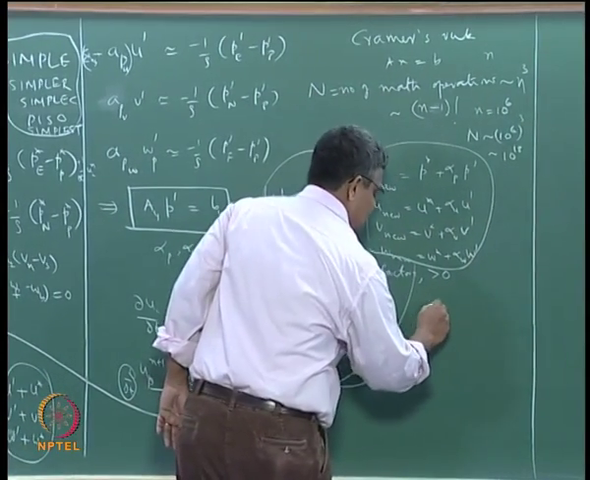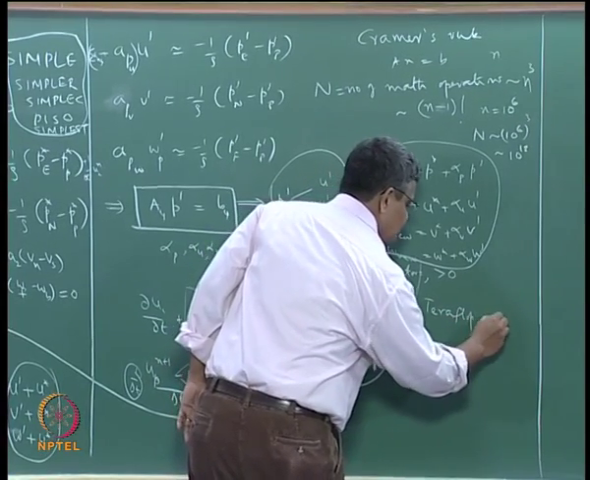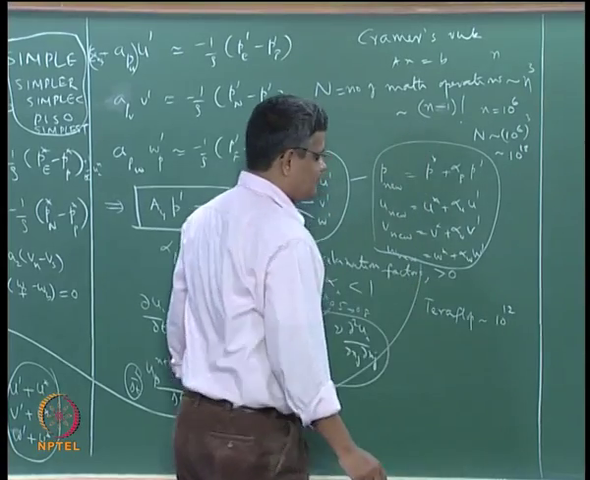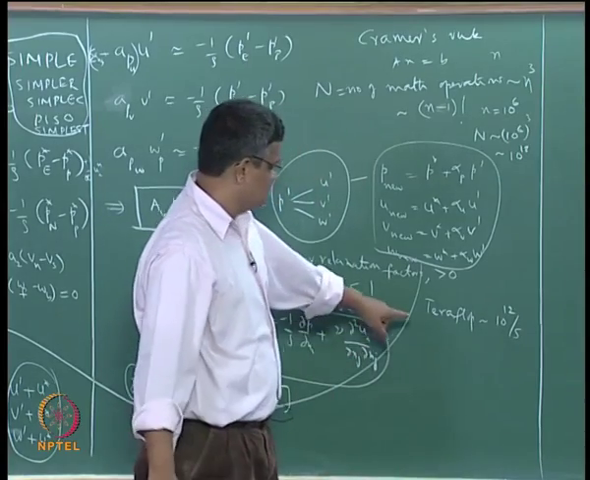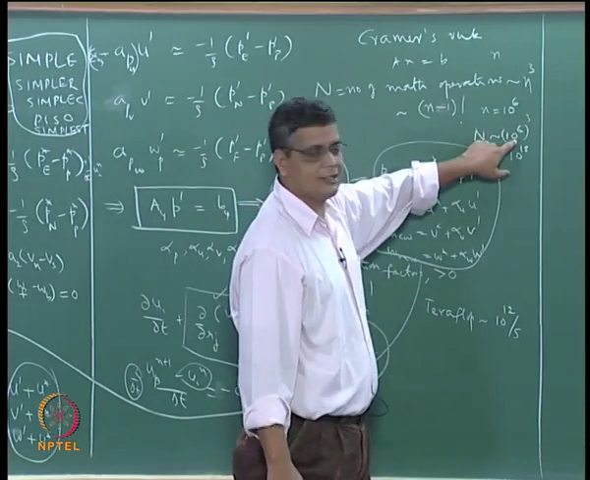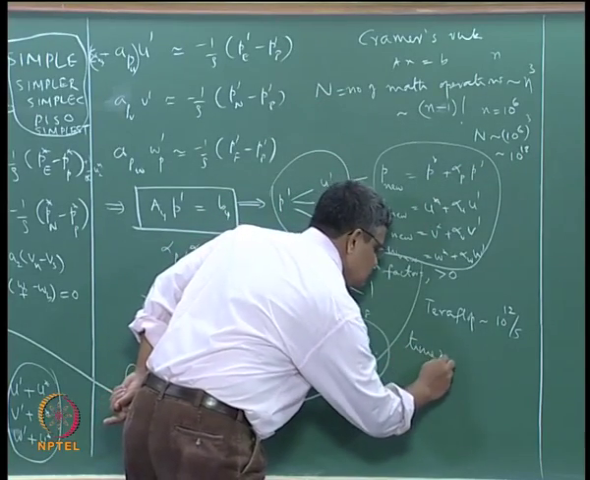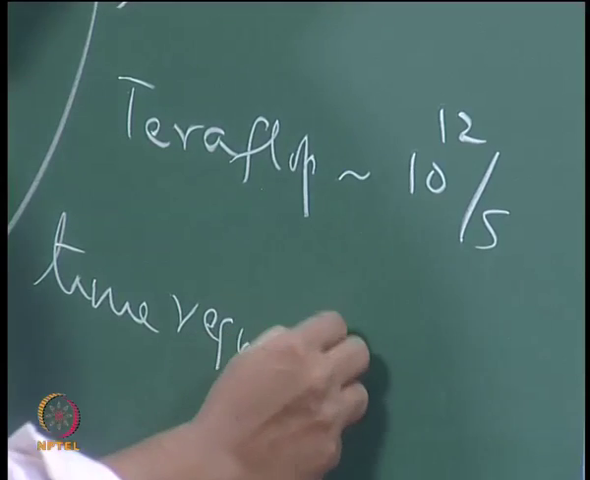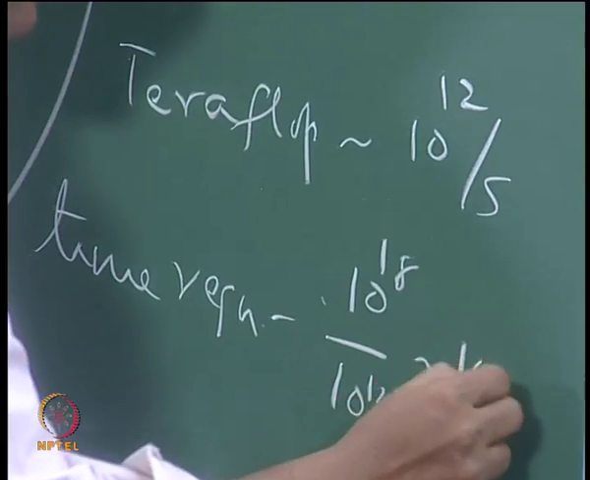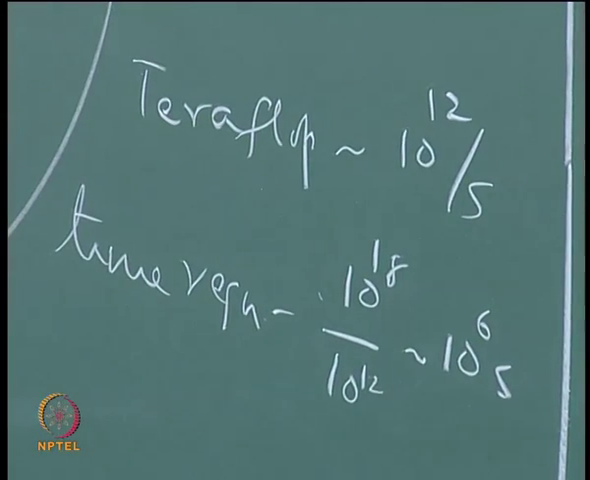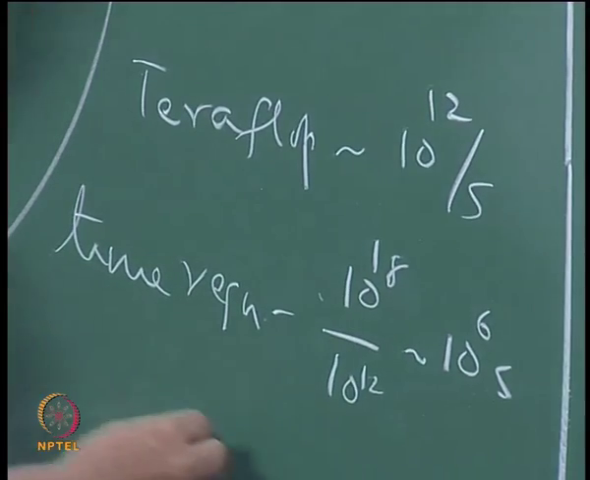A teraflop machine can do 10 to the power 12 mathematical operations per second. So if you were to use a teraflop machine to solve a million grid points, then the time required will be 10 to the power 18 divided by 10 to the power 12, so that is 10 to the power 6 seconds. And how much is 10 to the power 6 seconds? It is about 10 days.